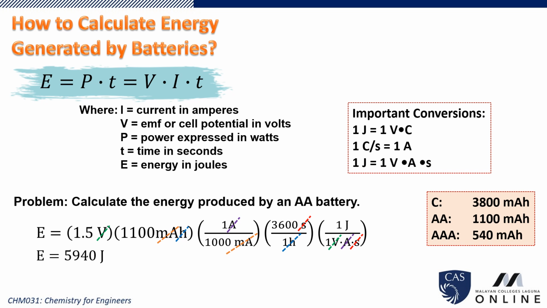It has 1.5 volts and 1,100 milliampere hours. First, convert the 1,100 milliampere hours to ampere hours, then to seconds. After the conversion, multiply by the voltage to obtain the energy in joules. In this case, a single AA battery has an energy of 5,940 joules.